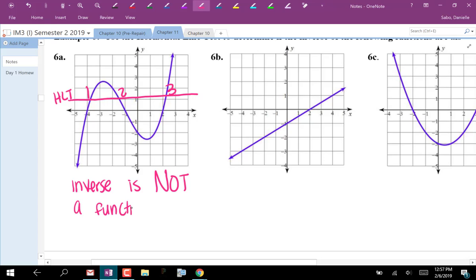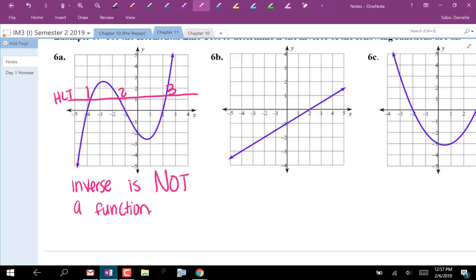A lot of people were getting confused last hour, asking: are we talking about this graph or are we talking about the inverse graph? We're talking about the inverse graph. So all of the work that we did on the first page where we drew our own graph, that's what you're talking about. The inverse would not be a function.